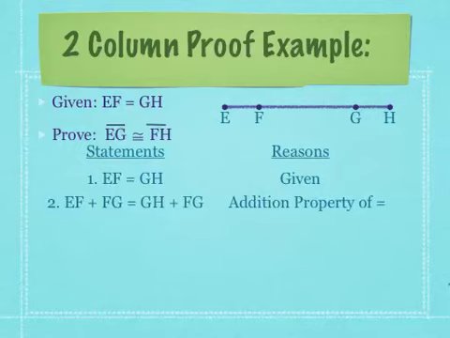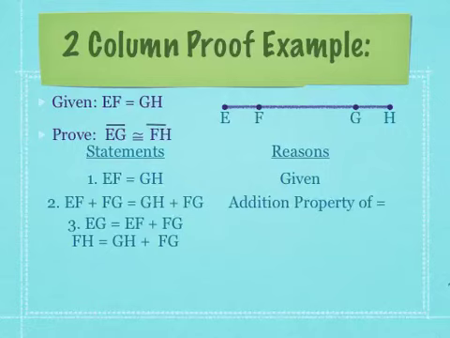Now, if we're talking about segment EG and segment FH, we're going to have to think back to what we've previously learned, and we know that the segment addition postulate says that EG would equal EF plus FG, and FH would equal GH plus FG. Notice that in 3, we have EG equals EF plus FG. Well, EF plus FG is the left side of my equation in statement 2. And then if you look at FH equals GH plus FG, notice that GH plus FG is on the right side of my equal sign in statement number 2.